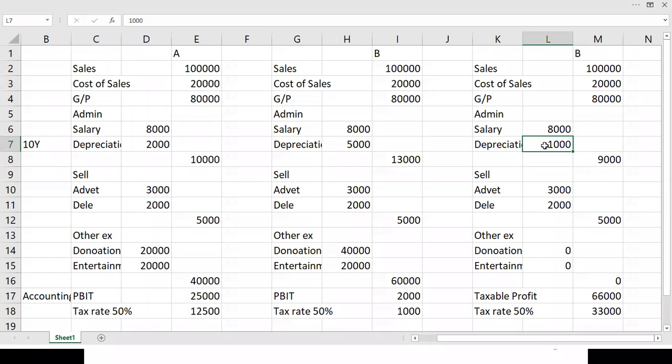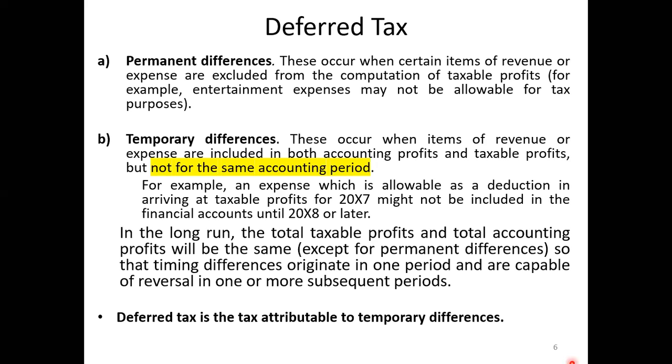Understood? These are the most important concepts. Have you understood the differences between permanent and temporary? Yes or no? Yes, sir. Clear? Okay, good. Now we come to the point.